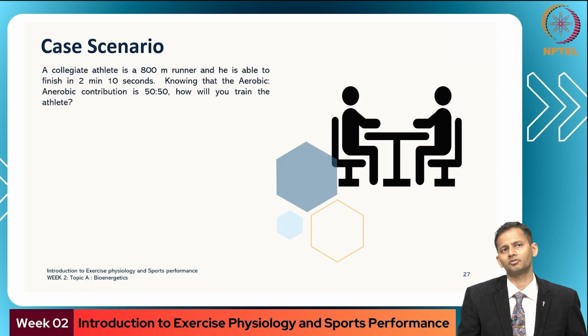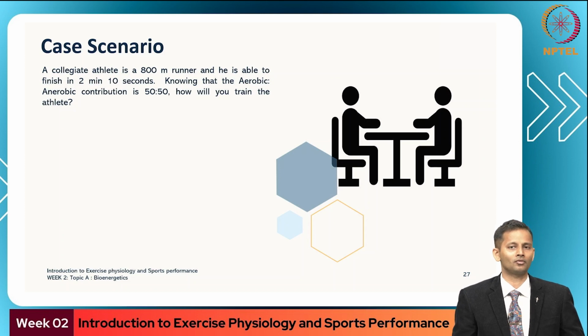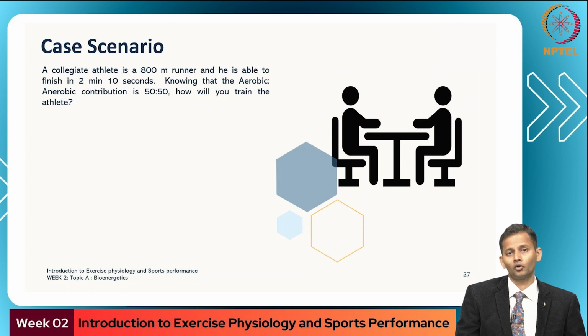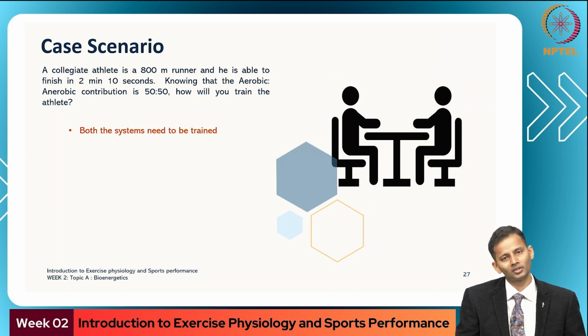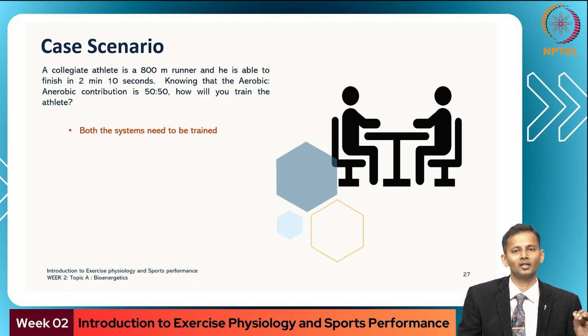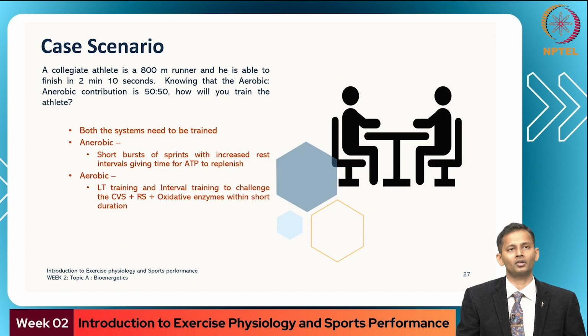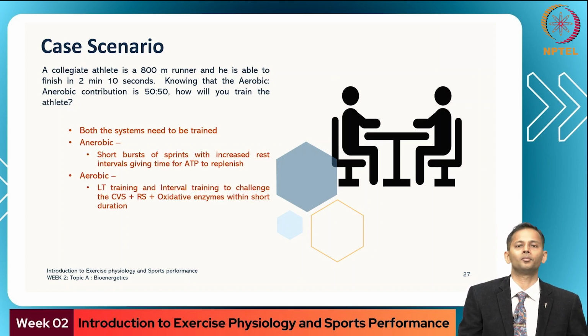In the same individual, you know that 50-50 is the contribution of the anaerobic and aerobic systems. So now if you are the trainer, how do you train this athlete? Is there any logic or science behind this? Certainly. Both the systems have to be trained, so you will have to stimulate both the systems by means of your training methodology. It's important to correlate your bioenergetics with your training methodology.